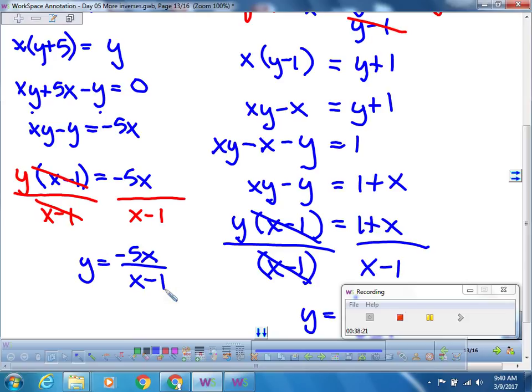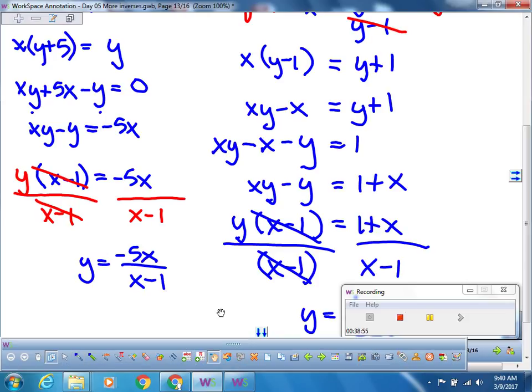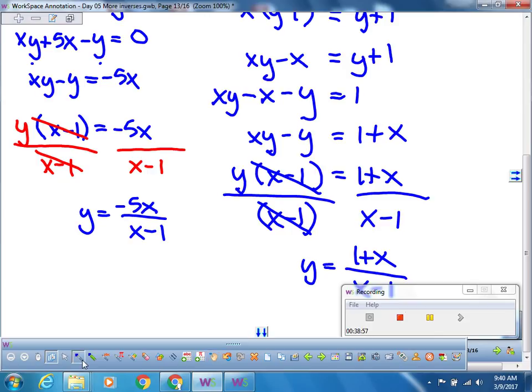It's not rational yet. I mean, it is rational, but you couldn't graph it like this. How would you convert to graphing form? When you have x's on top and the bottom, you divide. Now that I've got x's on one side, I would divide negative 5x divided by x minus 1.